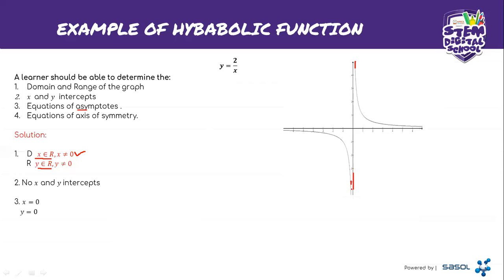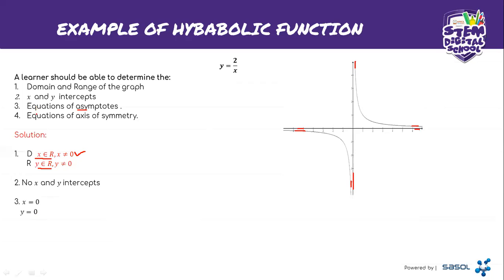The same applies on this side. You can see the graph does not touch, it's just approaching. Also this side, this graph is approaching this line of the x-axis, as well as this side on the right hand side. So hence I'm saying the y-axis and the x-axis will act as asymptotes. That's why x equals 0 and the other one is y equals 0. So those are the equations of the asymptotes.